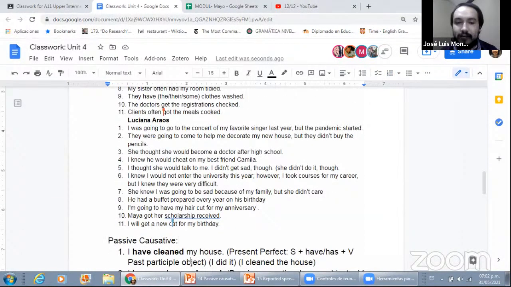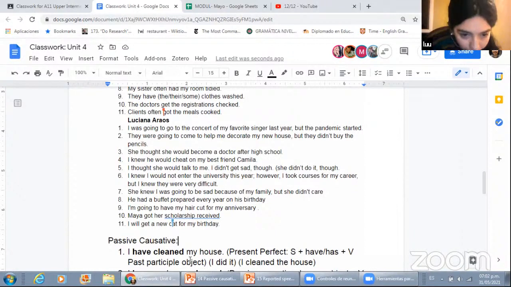And Luciana, let's go with you, please. Okay. I was having some problems in the first one because I'm not sure if the participle verb is necessary at the end, but I put it anyway because that's the form. The first one is "Maya got her scholarship received." And the second one is "I will get a new cat for my birthday."